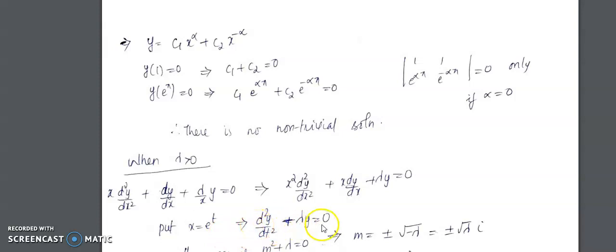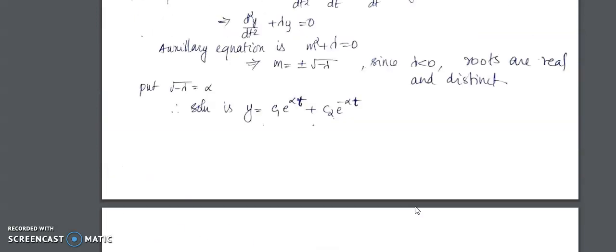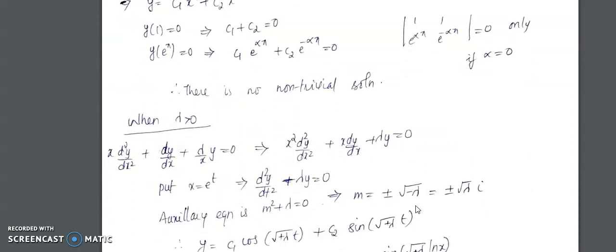Euler-Cauchy equation which you will get the equation as d square y by dt square plus lambda y equal to 0. So auxiliary equation will be m square plus lambda equal to 0. So m will be plus or minus root of minus lambda. Means lambda greater than 0 ആണ്. So we started with case 3 where lambda is greater than 0.